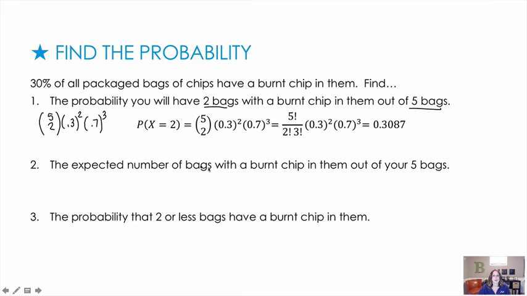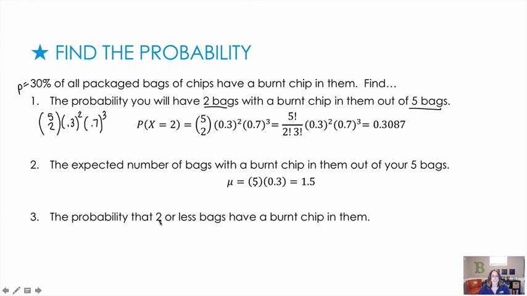What's the expected number of bags with a burnt chip out of 5 bags? Well, of course, expected would just be the mean. So remember, expected means mean. 5 times 0.3. 5 because there were 5 bags, 0.3 because that's p. And then this one doesn't ask for the standard deviation, so don't worry about it.